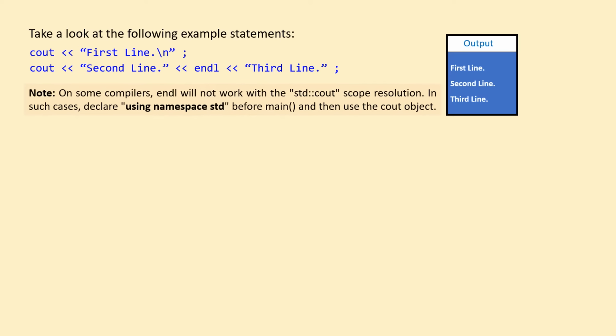Note that on some compilers, the endl will not work with the std::cout scope resolution command. In such cases, declare the statement, using namespace std, before main function, and then, use the cout object. Next is the standard input stream in C++. The cin command.